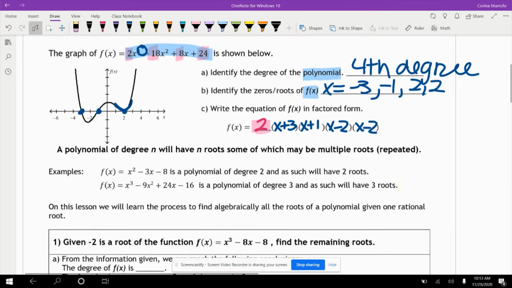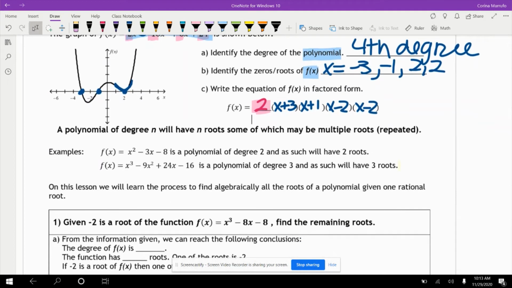So a polynomial of degree n will have n roots, some of which may be multiple roots or repeated roots like we had in the example. So some examples here, it tells you x squared minus 3x minus 8 is a polynomial, and it is a degree 2 polynomial. As such, it will have 2 roots. Here we have x to the third power minus 9x squared plus 24x minus 16 is a polynomial of degree 3, and as such, will have 3 roots.